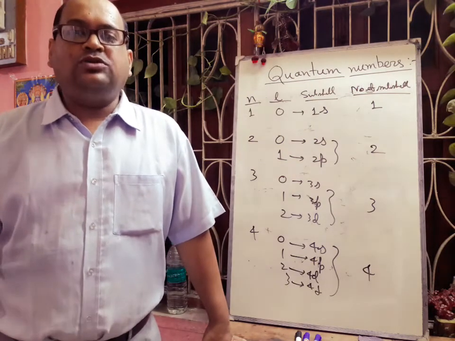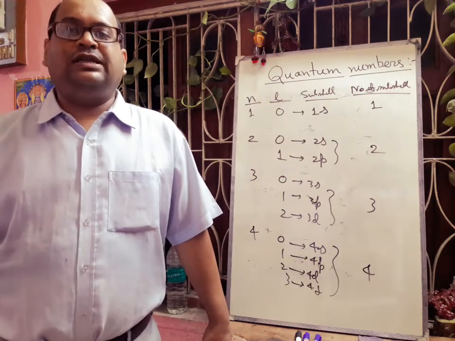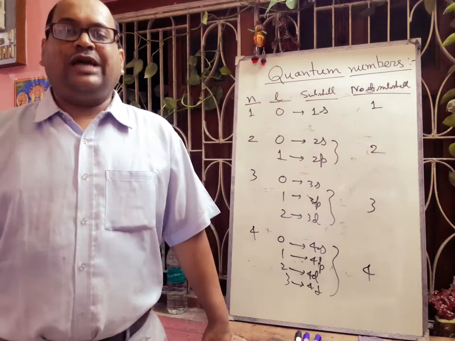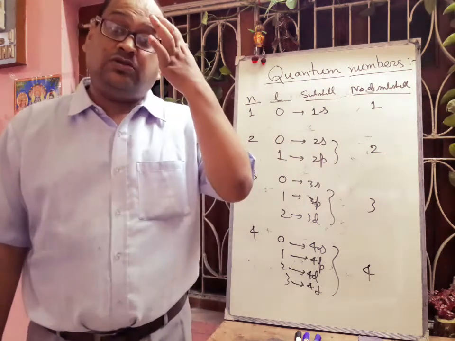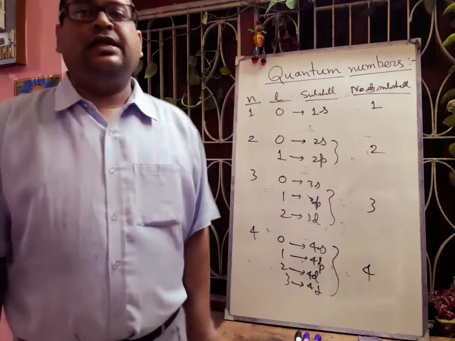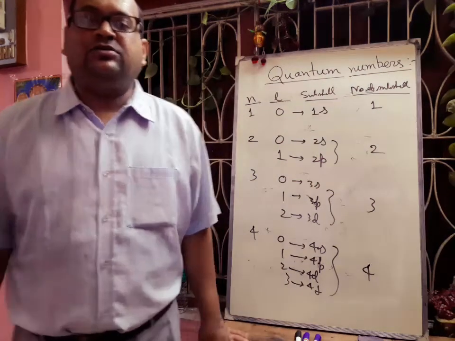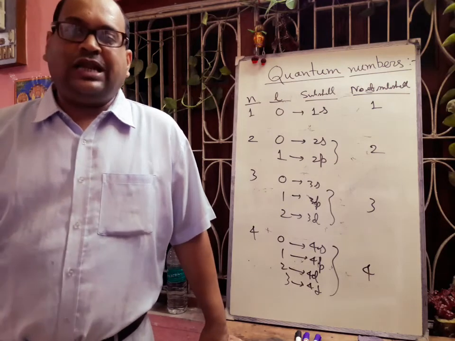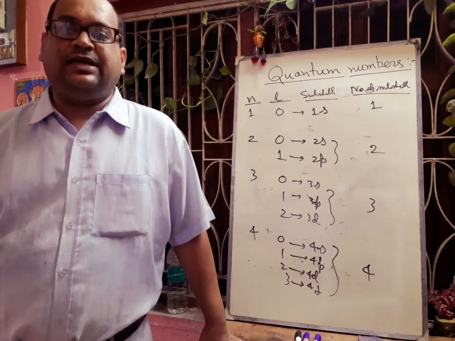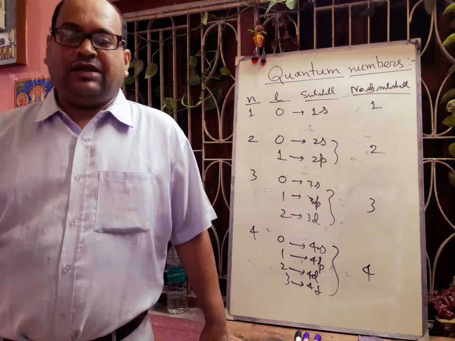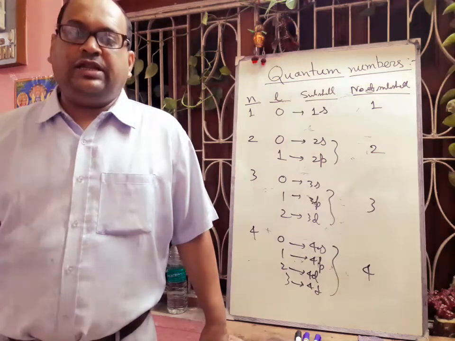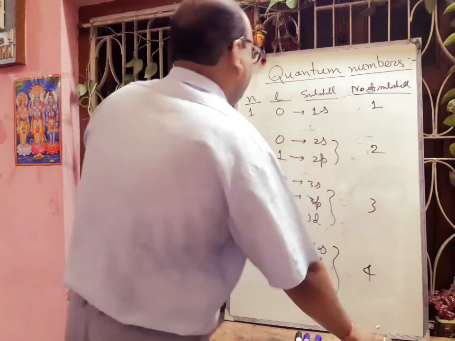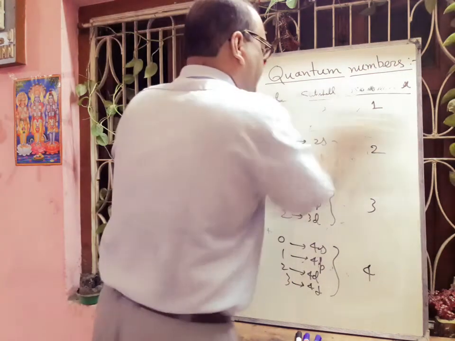L values also enable us to calculate the total number of electrons in a given subshell. If we want to calculate the total number of electrons, we also use this subshell: in the s orbital how many electrons will be there, in the p orbital how many electrons will be there. The total number of electrons in a given subshell we can easily calculate, and it is generally calculated in the way that I am showing to you.